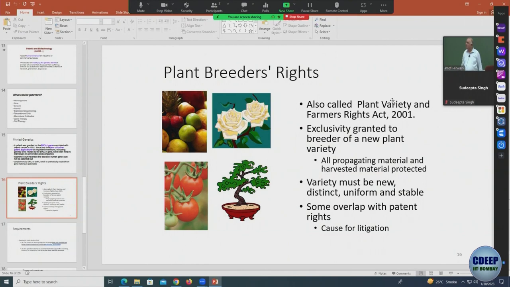But it should be new, it should be distinct, it should be uniform and stable. Stable because after the first crop, farmers normally save the seeds for the next. So, the variety should not lose its characteristics. It should remain stable over a number of cycles. There is some overlap because for genetically modified seeds, you will also get a patent. So, you have patent and you have plant breeder here. So, sometimes that becomes a cause for litigation. People like Monsanto will have heavily patented process as well as the product.